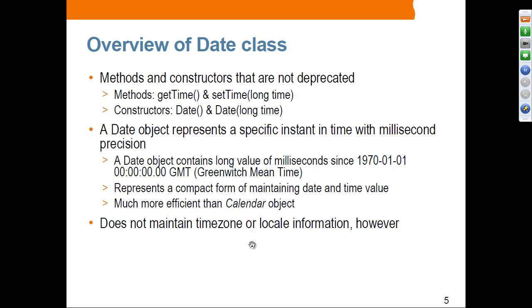Later on, you will see why a date object is in fact an efficient way of passing time information in your application, because it's very compact, the size of a long. But later on, you will see the calendar object is very large, so you do not want to pass around a calendar object. The difference between date and calendar is that a date object does not maintain time zone and locale information, while a calendar object does.